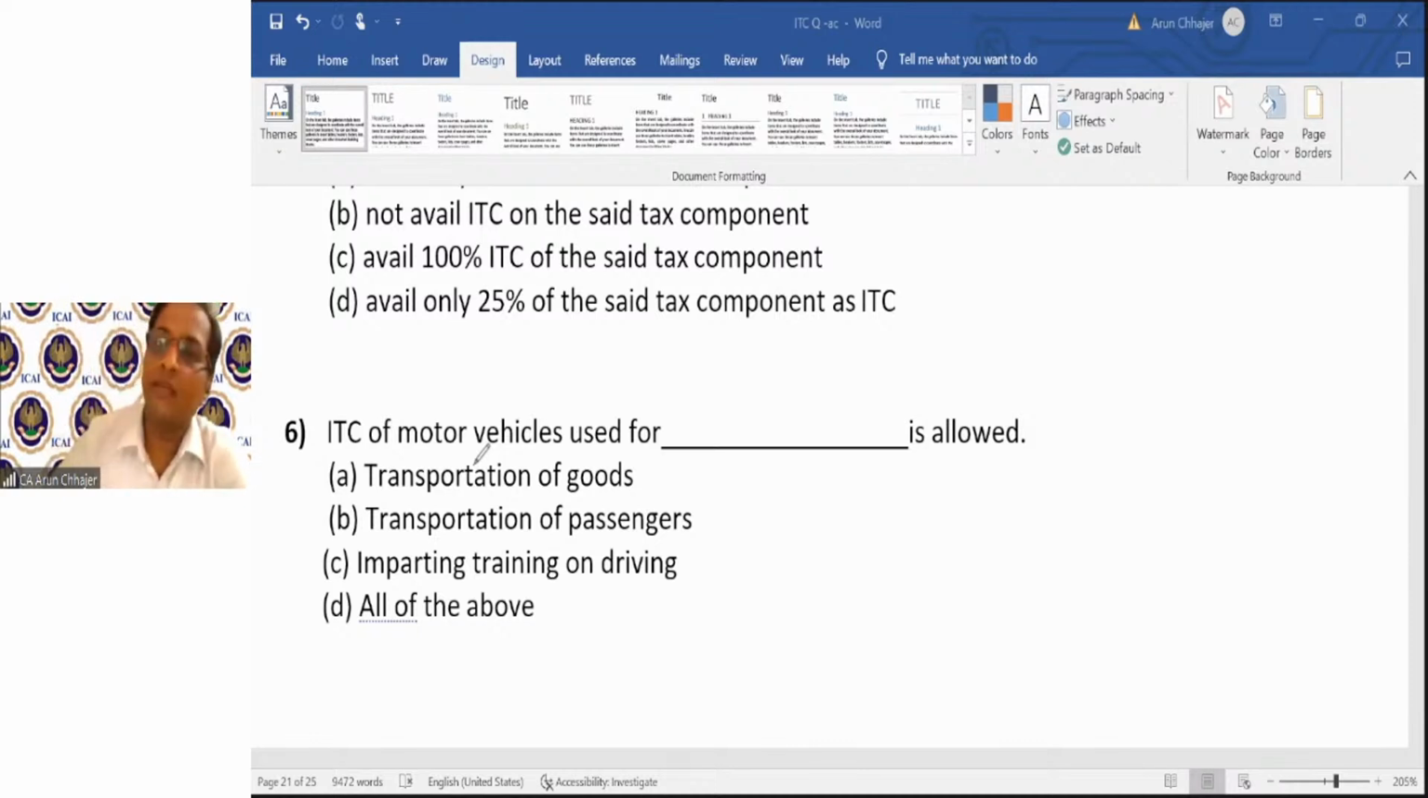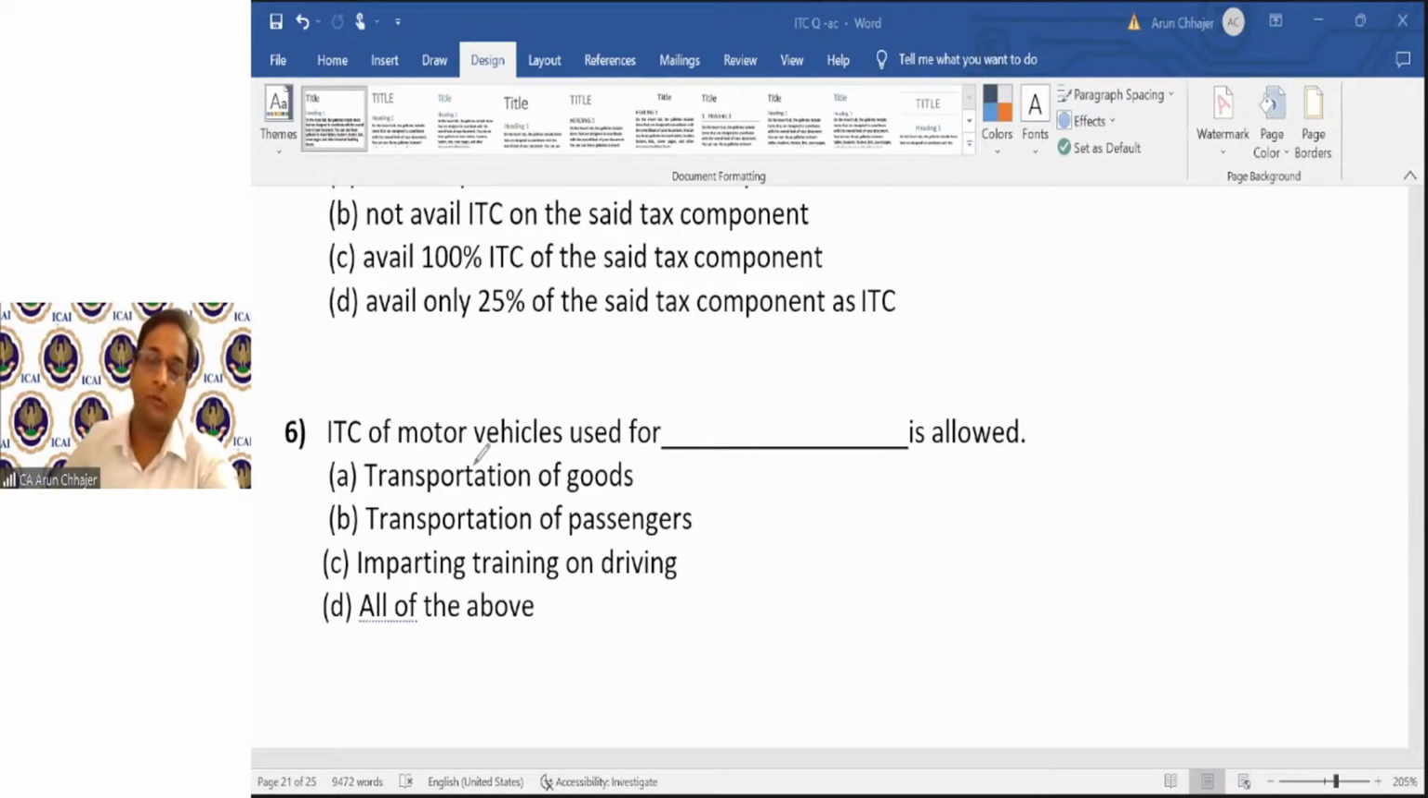Transportation of passenger, दोनों वर्ड को साथ में पढ़ो। Further taxable supply of transportation of passenger, it means you are taking the amount for transporting the same. You are taking the amount like Ola, Uber. They are collecting the money. So transportation of passenger is a further outward taxable supply. It means like Ola, Uber.